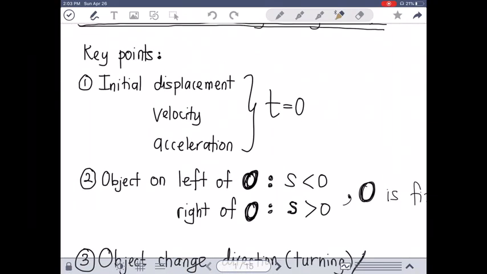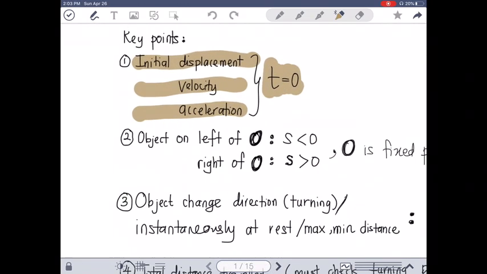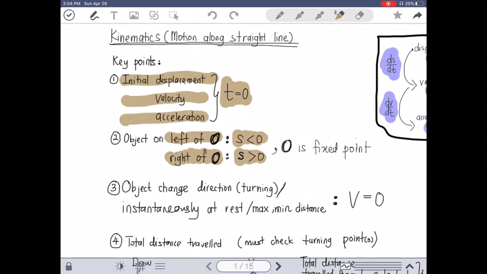The second thing we need to know is that when we talk about initial displacement or initial velocity or initial acceleration, you must let t equals 0. And when it's mentioned that the object is on the left of O, the value of s should be less than 0. If the particle is on the right of the fixed point O, then s should be greater than 0, such that O is the fixed point.